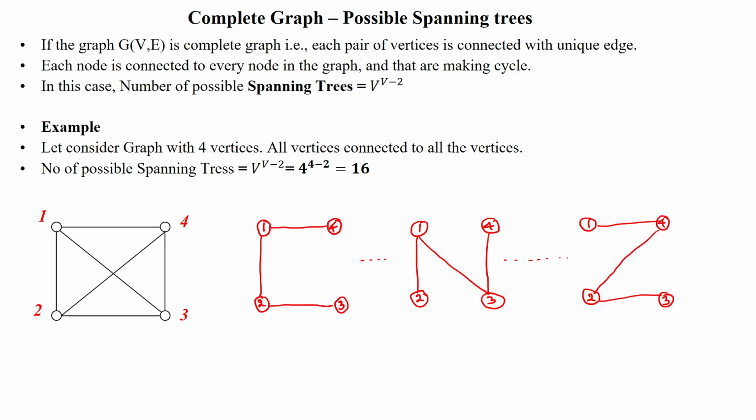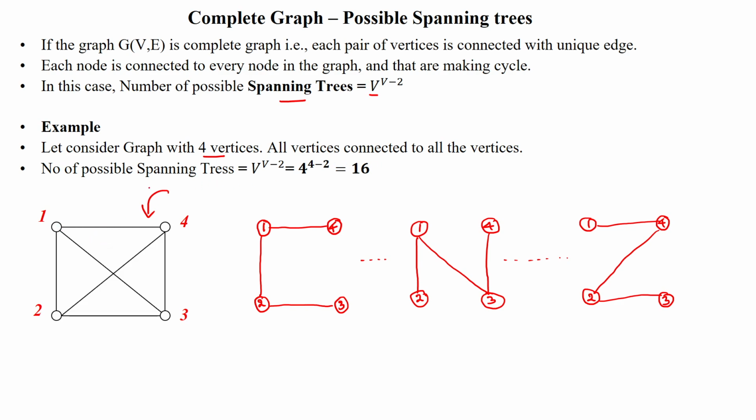In this case, the number of possible spanning trees is equal to the number of vertices power the number of vertices minus 2. For example, the given graph has 4 vertices and each vertex is connected with all the other vertices with a unique edge, right?